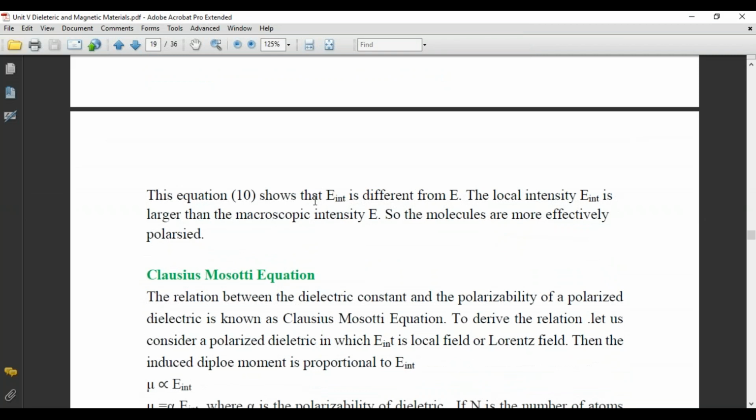This equation 10 shows that E internal is different from the applied electric field. The local intensity E internal is larger than the macroscopic intensity E. That means the applied electric field is nothing but a macroscopic intensity. The field which develops inside the electric material is a microscopic intensity. So molecules are more effectively polarized by application of the internal electric field.